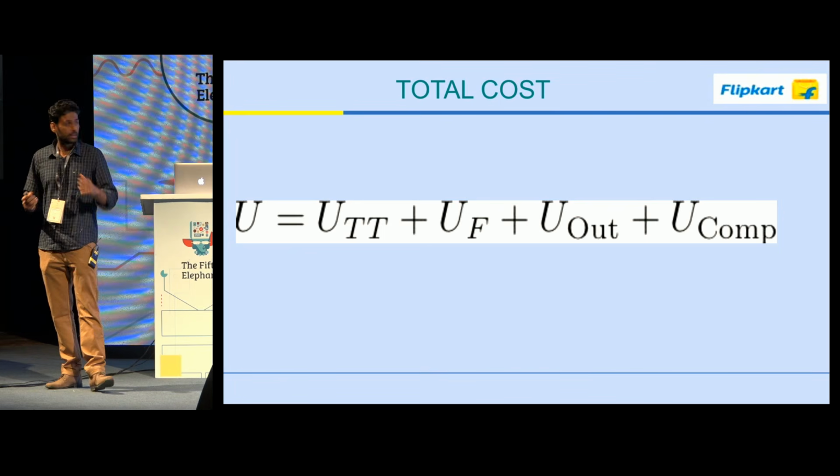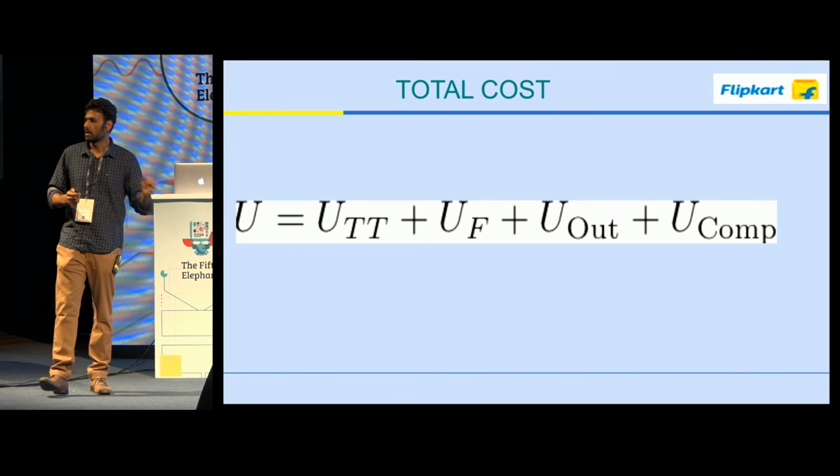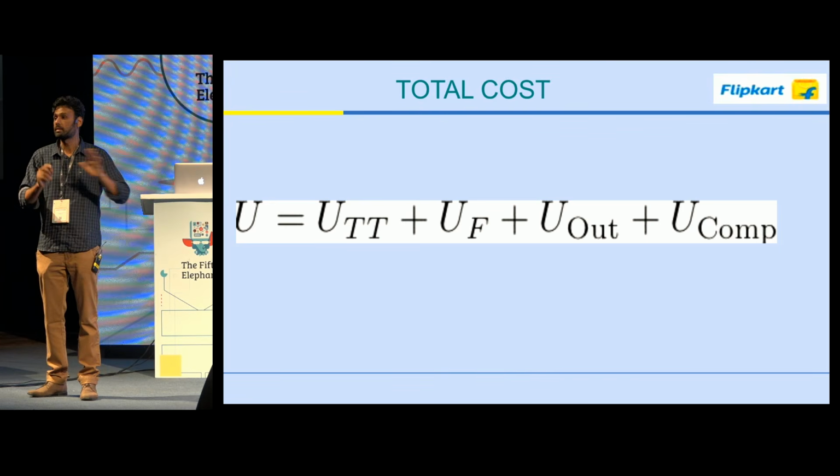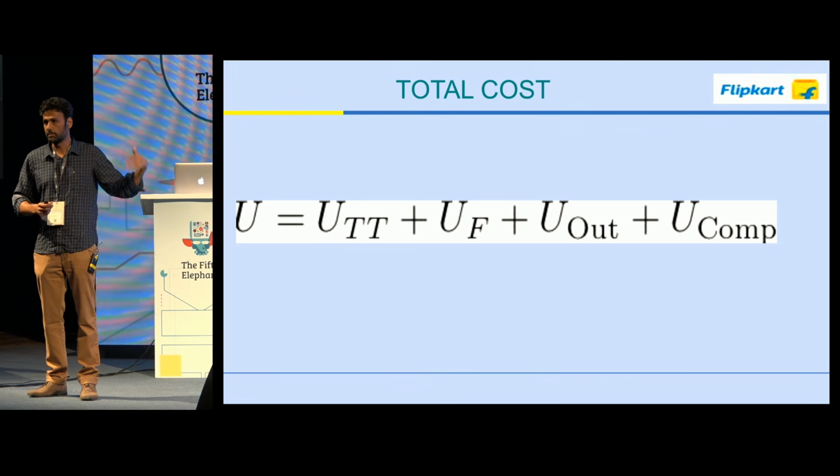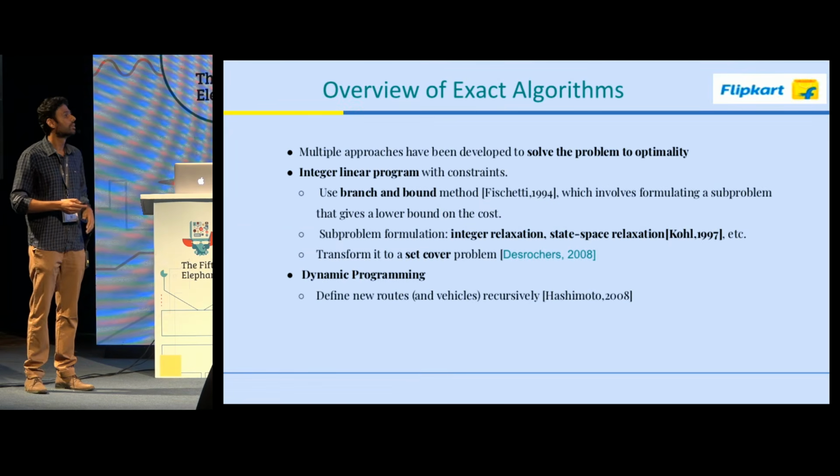So we put them together. We have the travel time, we have the fairness, we have the outlier and compactness. Only the first one is used in typical solvers. So we have to come up with these things to account for the situation that we have.